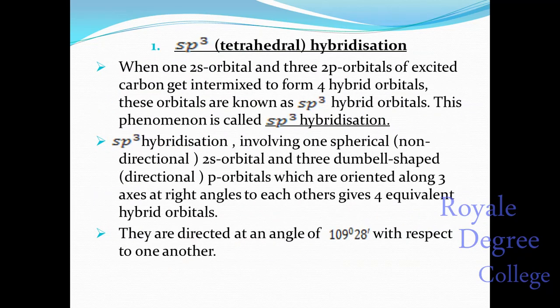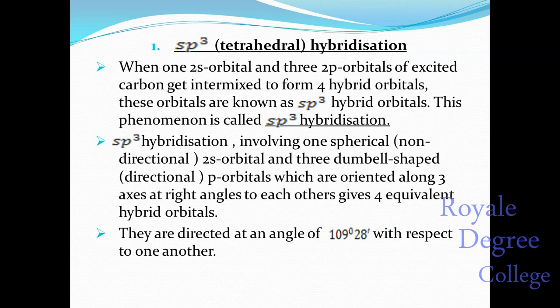Now we'll see about sp3 hybridization, that is tetrahedral hybridization. When 1s orbital and 2p orbitals of excited carbon get intermixed to form 4 hybrid orbitals. These orbitals are known as sp3 hybrid orbitals. This phenomenon is called sp3 hybridization. sp3 hybridization involving one spherical non-directional 2s orbital and 3 dumbbell-shaped p orbitals, that is directional, which are oriented along 3 axes at right angle to each other, gives 4 equivalent hybrid orbitals.